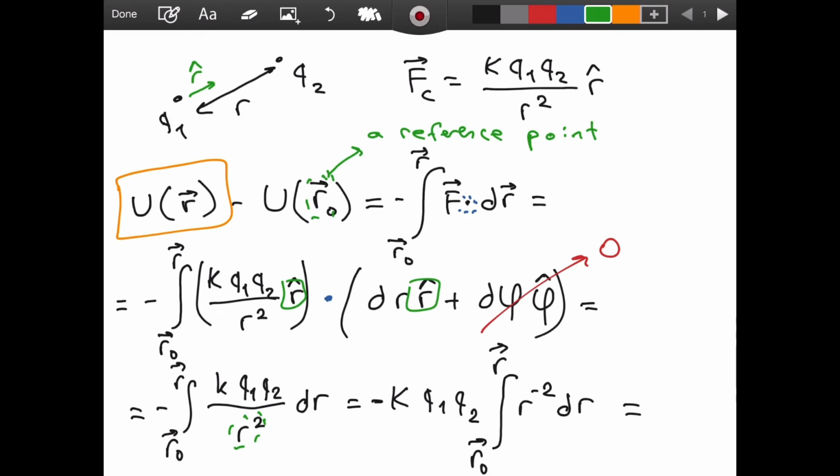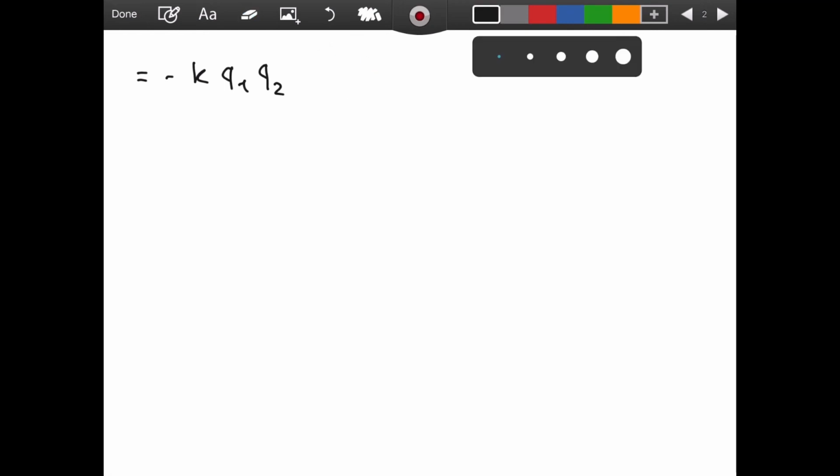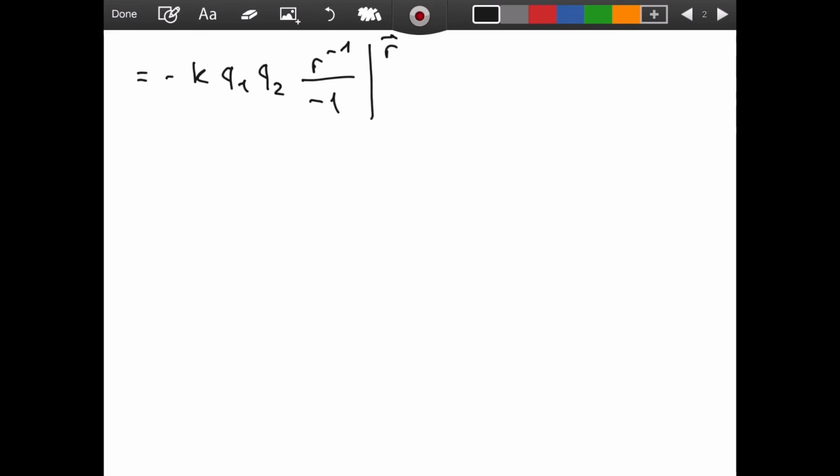But of course, we also have our boundaries. I actually want to erase this, I don't like the dashed line. So we have this, as I argued, and we have the boundaries r and then r naught. Great. We see that these negatives become positives. And we can take this r raised to the power of negative 1 back to the denominator. If we do that, we get k, q1, q2 divided by r, with the boundaries r and r naught.